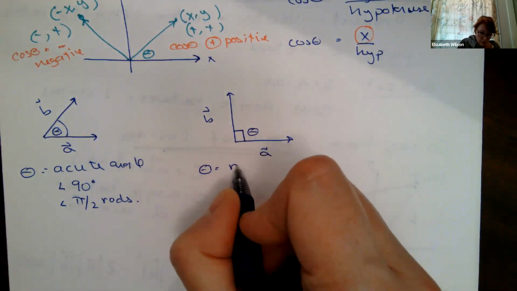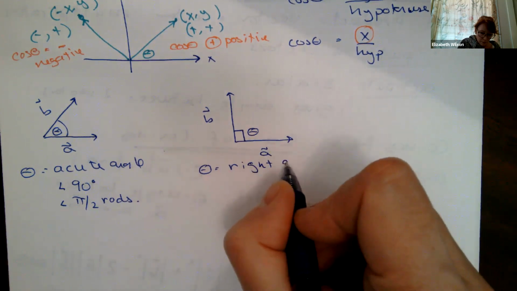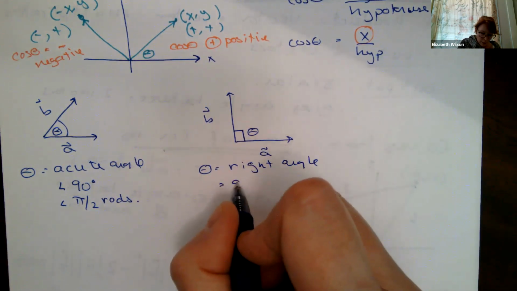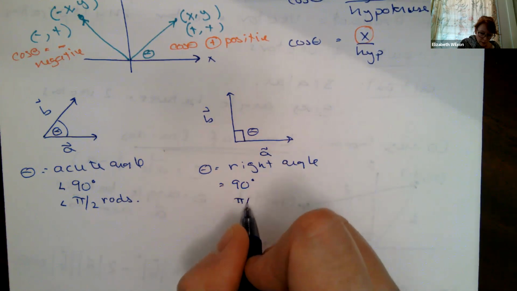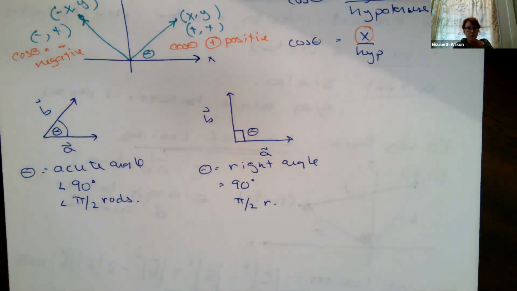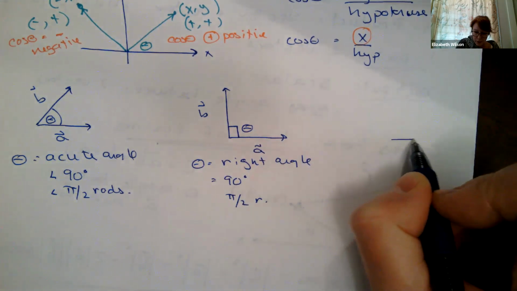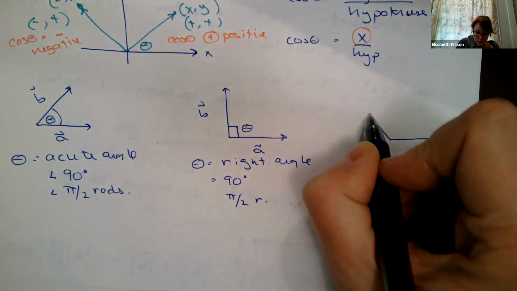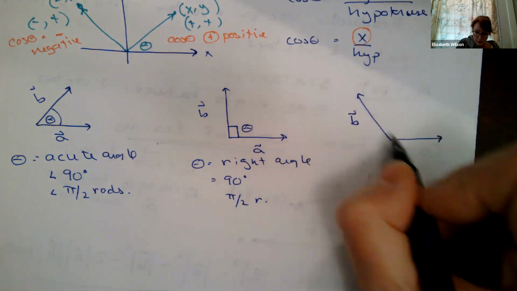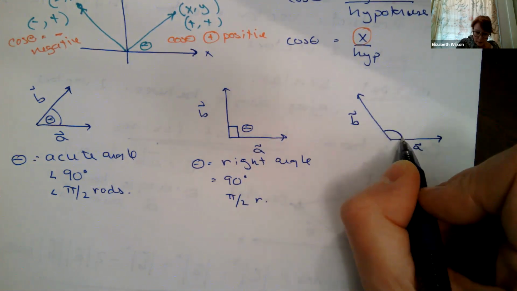This is a right angle, which is equal to 90 degrees, or it's equal to pi over 2 radians. Okay, so it's a right angle. I'm drawing this out because it's important. Our dot product is going to tell us stuff. Say here's B, here's A, here's our theta.